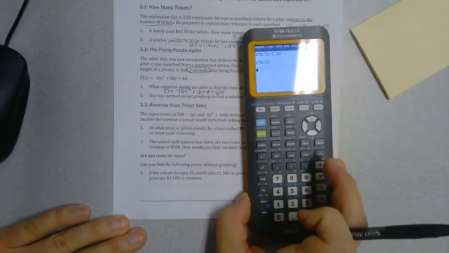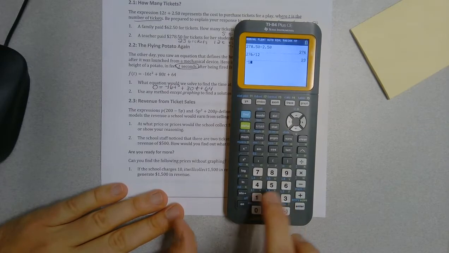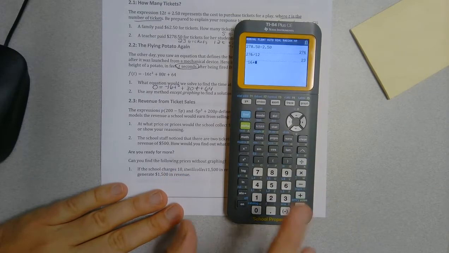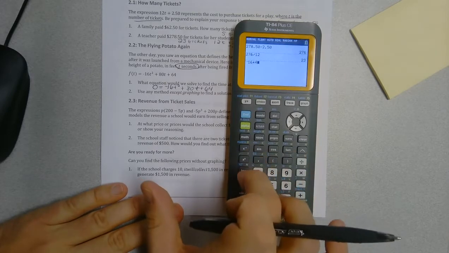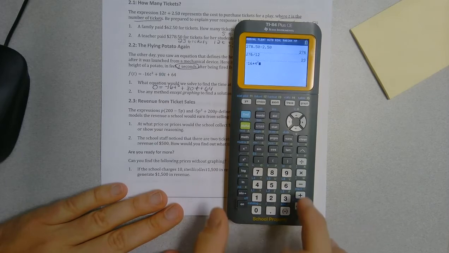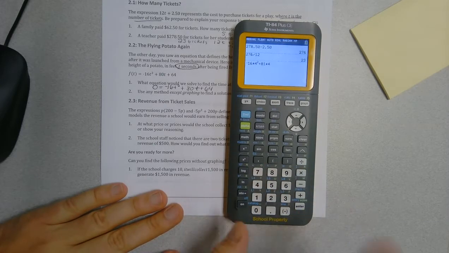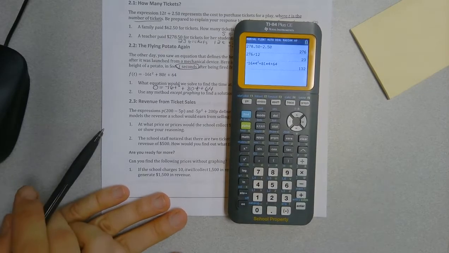So what I'm going to do is use guess and check methods. I'm just going to type in negative 16 times, I'm going to guess just 4, and then square that, and then plus 80 times 4, and then plus 64. And I see at 4 seconds it's at 132 feet.